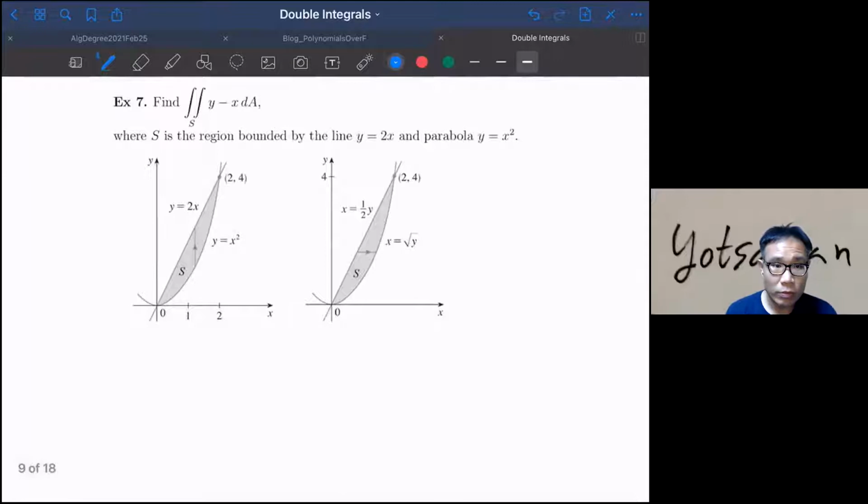So you have to find the double integral of y minus x dA, where S is the region bounded by the curve y equal to 2x and the parabola y equal to x squared. And you see that this one is y equal to 2x. You have this graph down here. Okay, so you have y equal to x squared down here, and you have y equal to 2x up here.